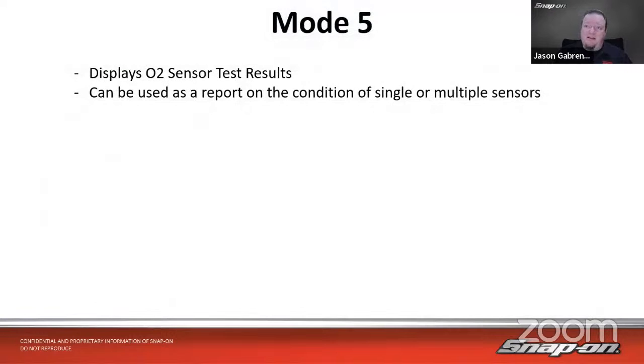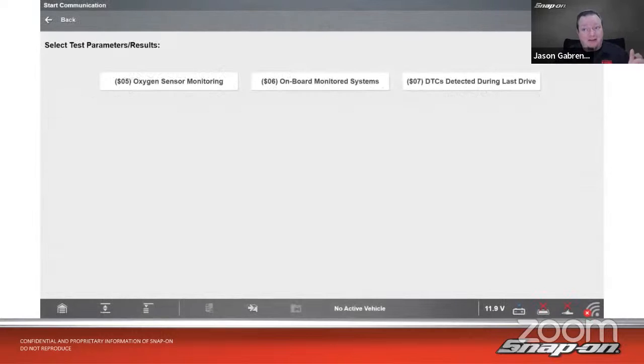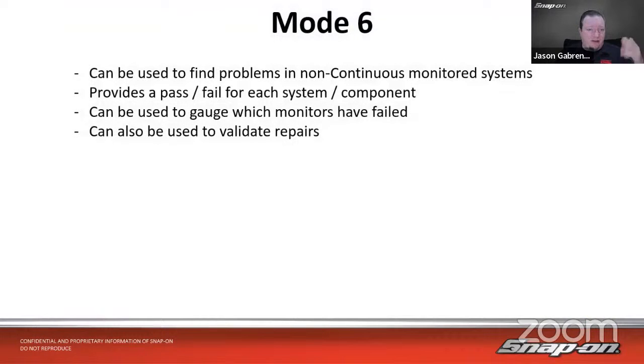So first one's mode 5. What that is, it displays oxygen sensor test results. So it can be used as a report on the condition of single or multiple sensors. You can actually go through, run the test, and see what the results of the test are. You could print it out as well if you wanted to do that. But see, we got oxygen sensor monitoring right there, mode 5, and then it would go in and do that. Now, I don't have a vehicle that actually has that.